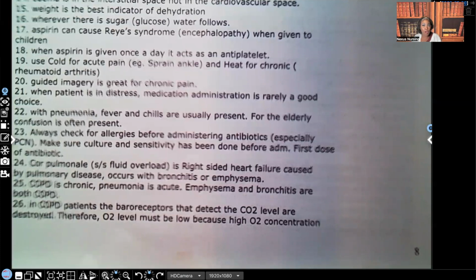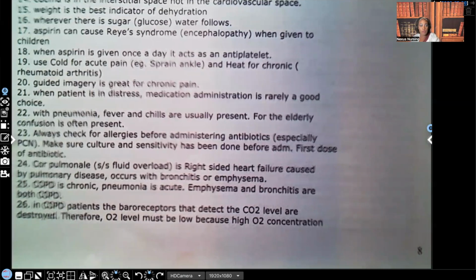So for testing purposes, if they go out of their way to let you know that this patient has chronically been exposed to high CO2 levels, low oxygen levels, is that a good patient to put on 4 liters, 5 liters of oxygen? No. So this is important for you to know.